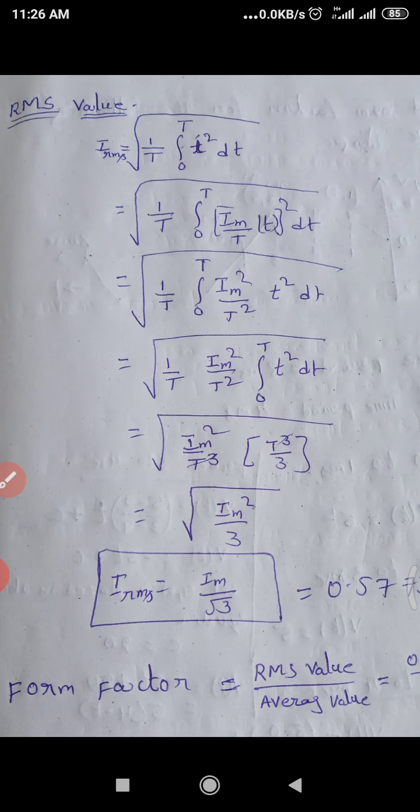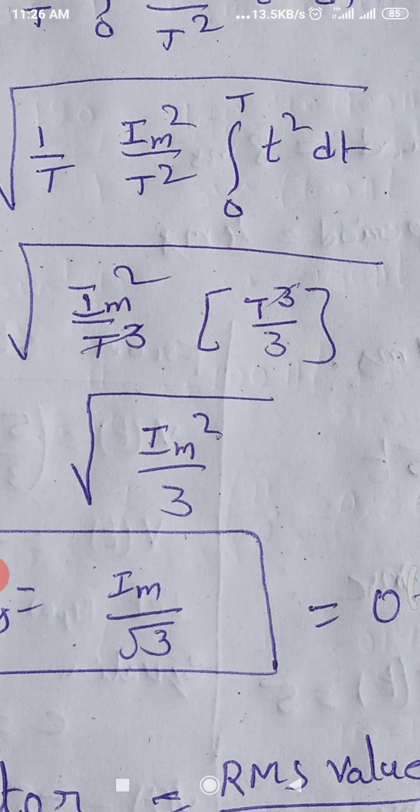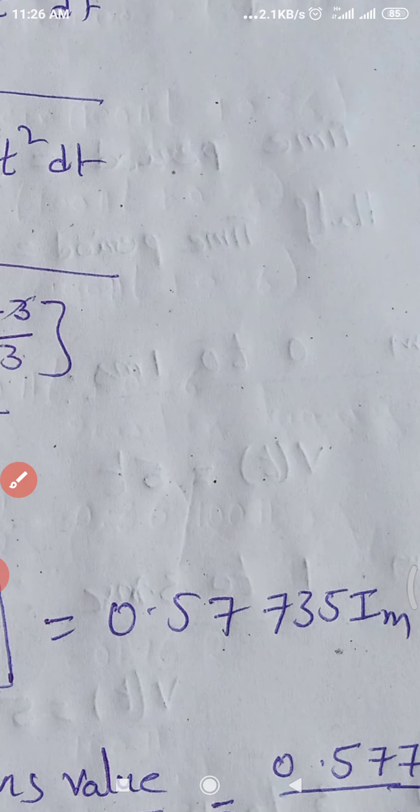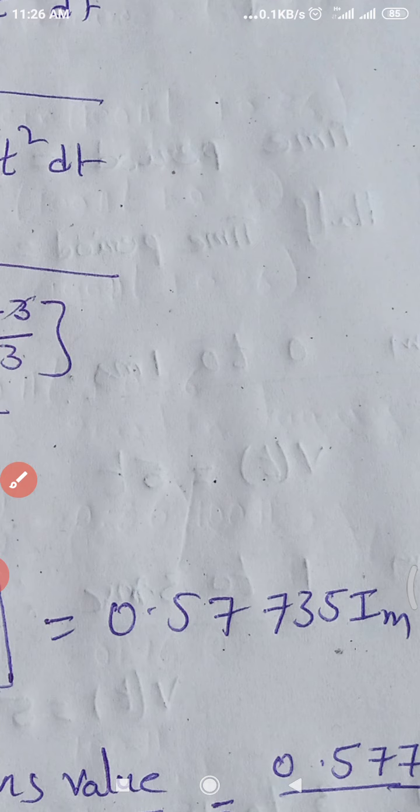Square root of Im square by 3. Here this Im square comes outside the root, then Im by root 3, and finally if you simplify the value, we get 0.577 into Im.